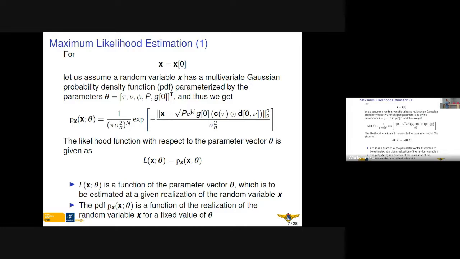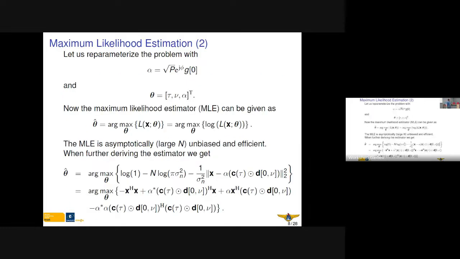So in our case we will use the likelihood because we are receiving a realization of the random variable x. This vector x is our signal that we receive at the period k. And we're trying to find now the parameter vector theta that parameterizes this received realization as well as possible. And how can we do that? First of all, we can say, okay, let's reparameterize the problem a little bit. Let's say that alpha is the square root of p times the exponential function of j phi times g of 0.